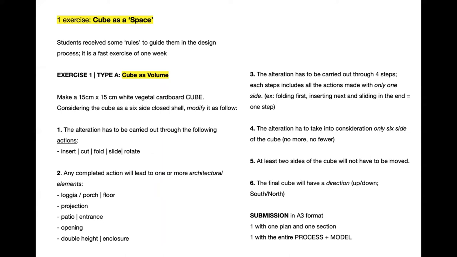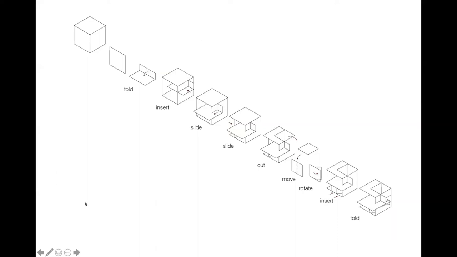The cube has to be placed on the ground, in a north and south direction, and they have to keep at least two sides without any touch. So I give students some examples, some ideas of how they could proceed in order to break the ice, and I also ask them to choose if they want to consider the cube as a volume, or if they want to consider the cube as a surface.